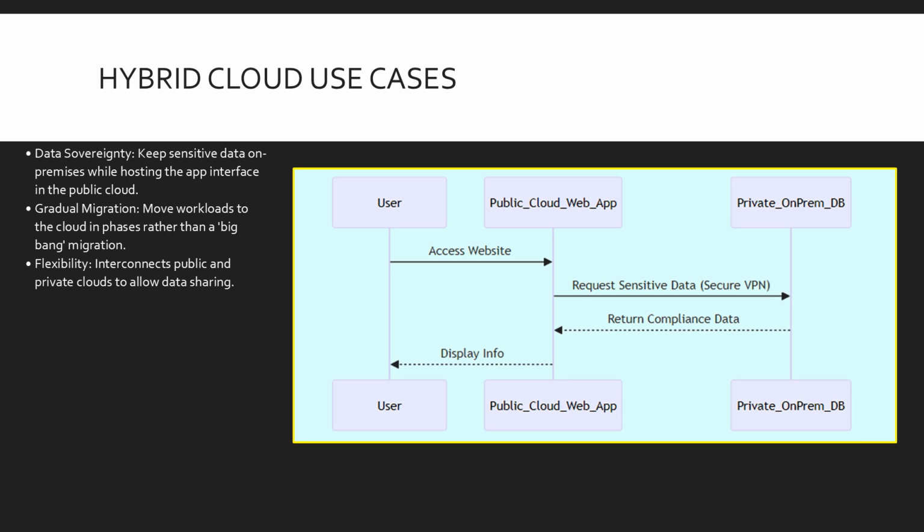This sequence diagram shows a classic hybrid workflow. The user interacts with the public cloud web app, leveraging the cloud's global scale. However, when data is needed, the app sends a request over a secure VPN to the private on-prem DB. The sensitive data is retrieved securely and sent back. This demonstrates how hybrid cloud splits the workload, public for access, private for security.